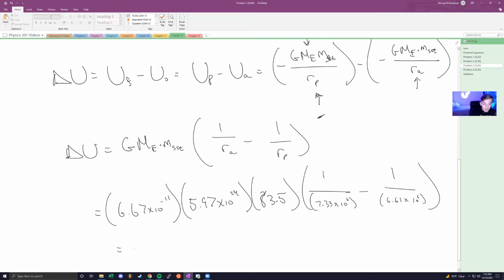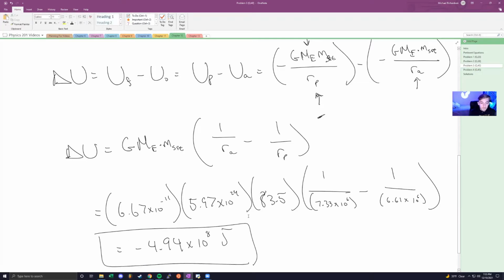And then by plugging it into a calculator, we get that it's negative 4.94 times 10 to the 8th joules. And this is something we would expect because you're going from your point that's farther away to a point that's closer. So you're losing that potential that you would have from being at a farther point to now a closer one. So having the negative sign here makes perfect sense.